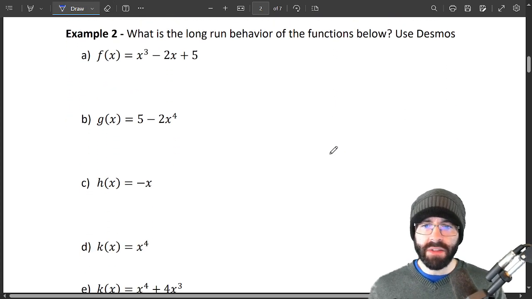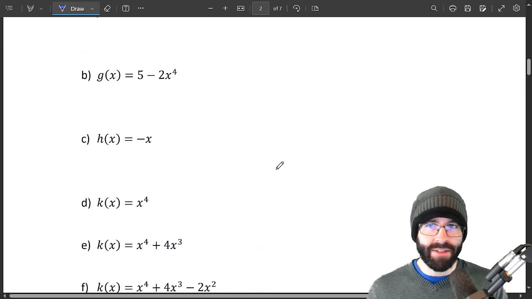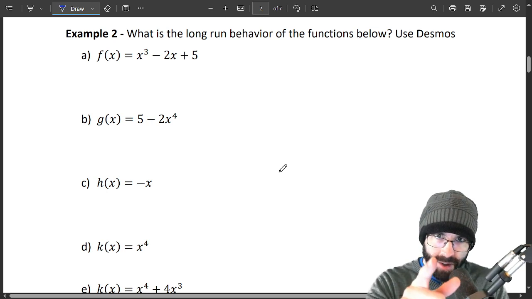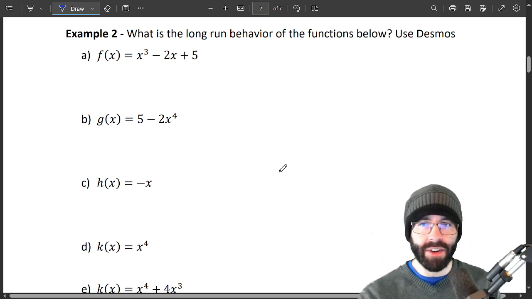So let's look at a bunch of examples, and there really are a bunch. We're not going to write stuff down for every single one of them, but I want you to look for a pattern. What's the pattern with the long-run behavior?